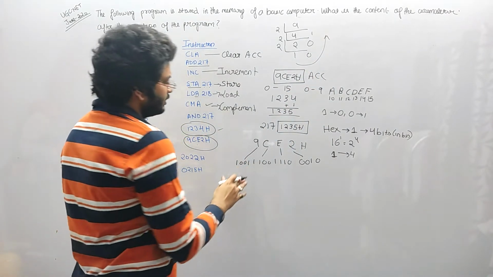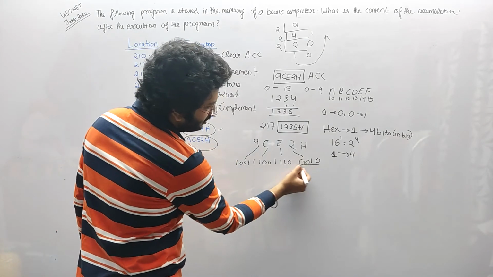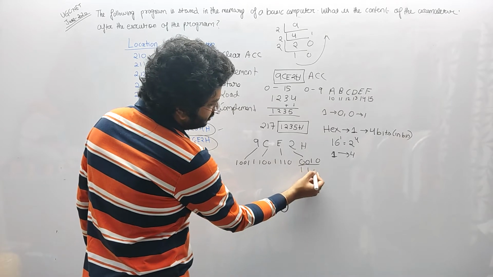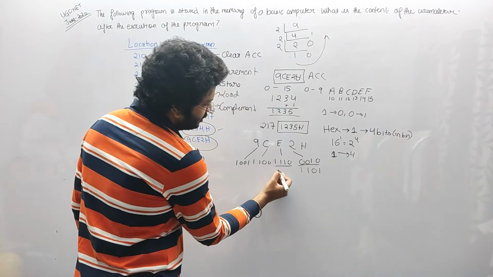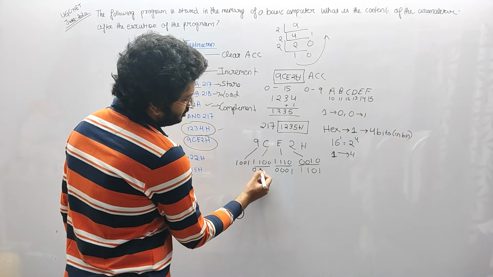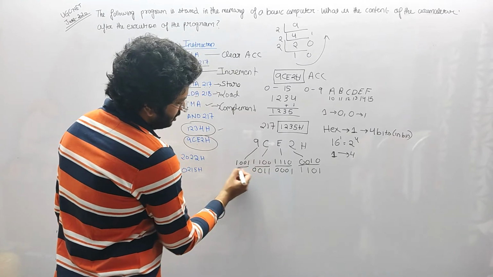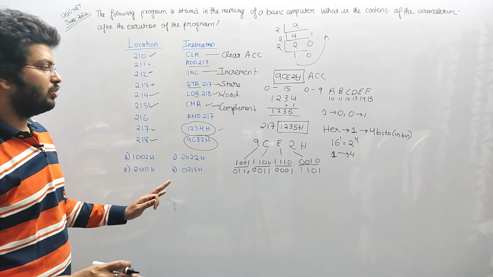Now the final thing, it has asked to complement it, so I am complementing this part. It will be 1101, replacing 0s with 1s and 1s with 0s. This one is 0001, this one 0011, and this one 0110. Basically I converted it to binary.